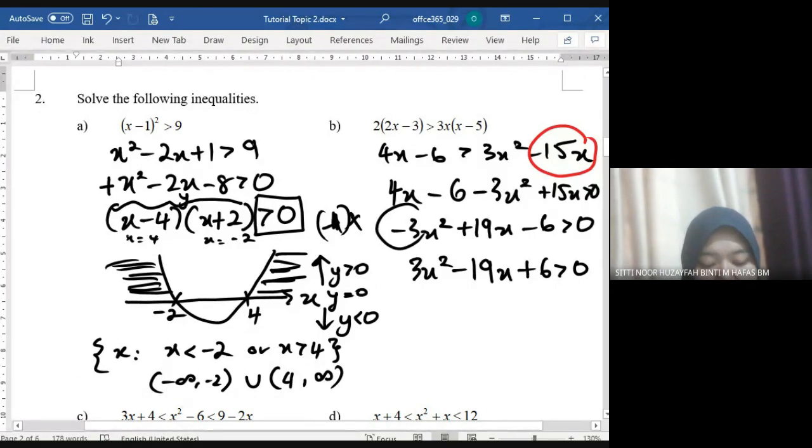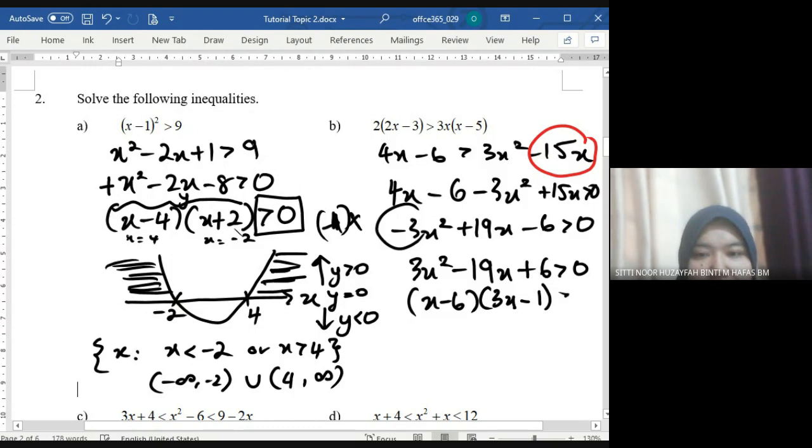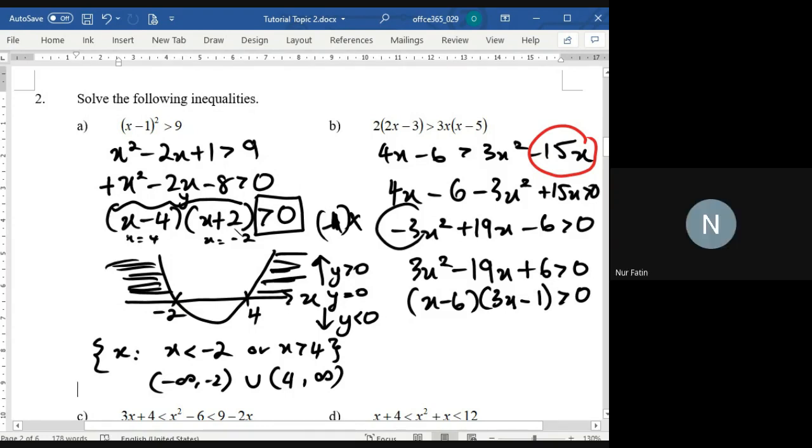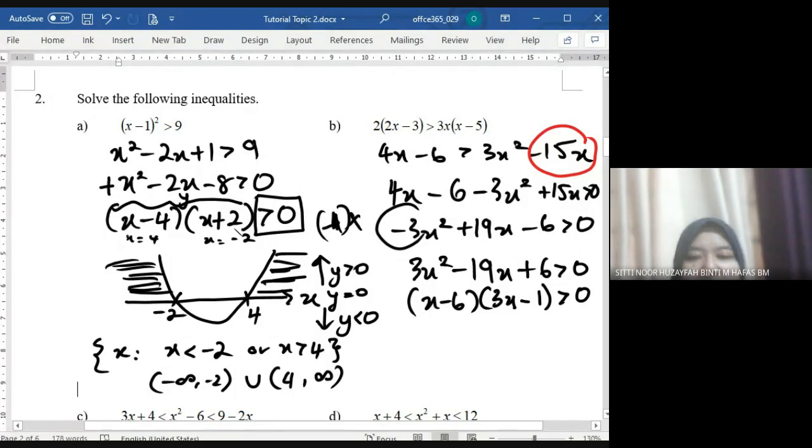polynomial, degree 2, coefficient of x squared is 3, x is negative 19 and 6. So x equal to 6. So x equal to 6 maksudnya x minus 6 and another x is equal to 1 over 3. So it will be 3x minus 1 more than 0. Betul tak? Siapa dapat macam ni? Betul, madam, betul. Okay.